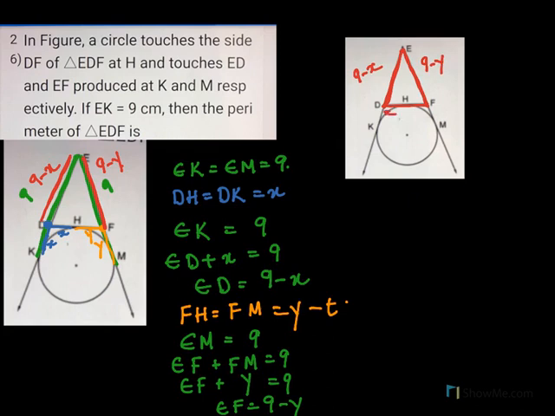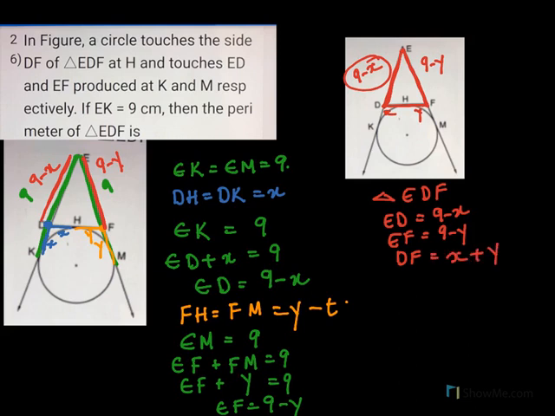This was x and this was y. So in triangle EDF, it has got three sides. One is ED, one is EF, and the other one is DF. And what are the sides? ED is 9 minus x here, because this was x and this whole thing was 9. EF is 9 minus y, and DF is x plus y.